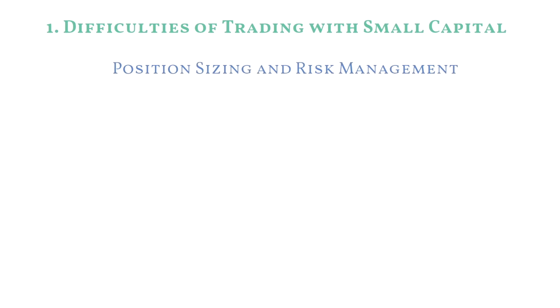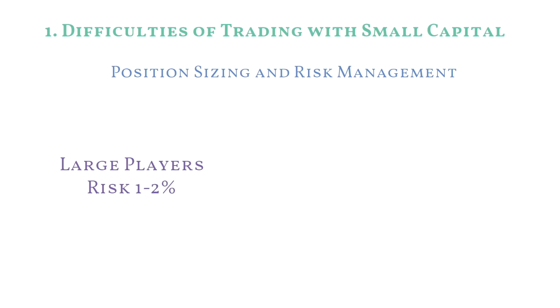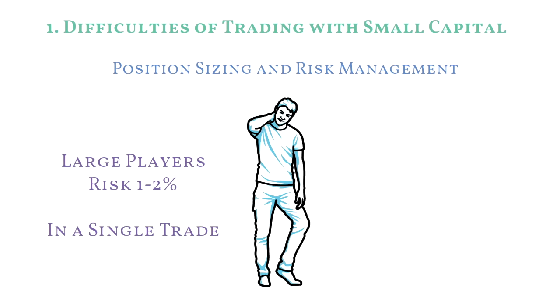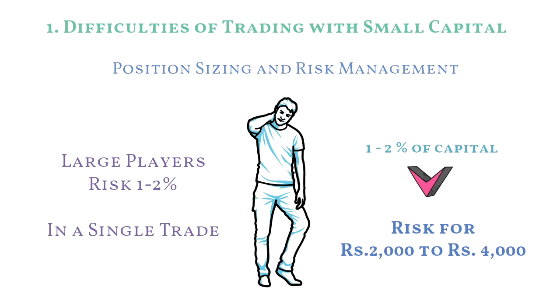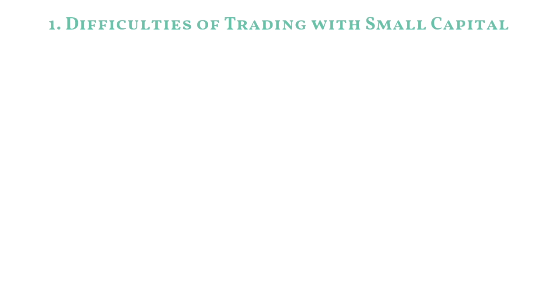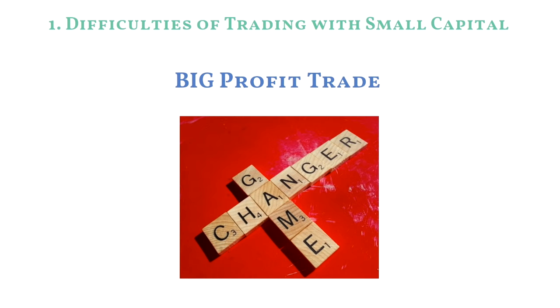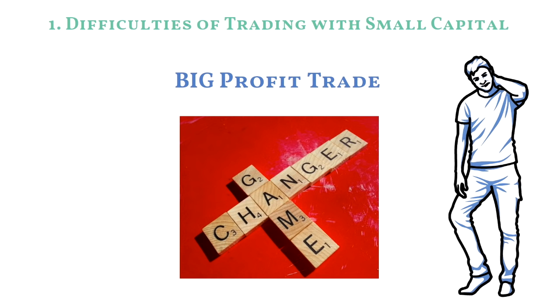So, where large players risk 1 to 2% of their capital on a single trade, it's tough for a small trader to find a good trade by risking 1 to 2% capital. Because firstly, creating a strategy with rupees 2000 or 4000 risk is tough. And secondly, it also reduces the profit margins immensely. Also, we all want that one big profit trade that can take our capital to the next level, from where we can manage our account professionally or take professional help. This urge is even higher for small trading capital account holders.